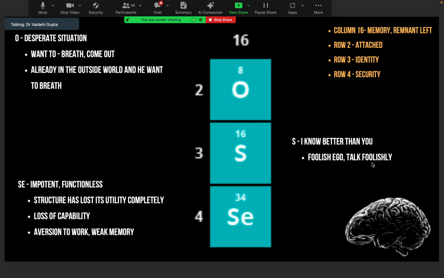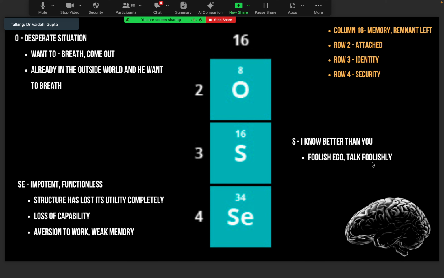Sulfur, I know better than you, foolish ego, and they talk foolishly. There is ego in phosphorus also. Phosphorus, atomic number 15, there is also ego, because phosphorus constitution is different. Like in a crowd of 10 people, everyone can notice phosphorus because she looks different. She is quite beautiful compared to others, that's why they are different. So they think that they are different. Sulfur has the ego like I am better than you. This is a foolish ego, they talk foolishly.